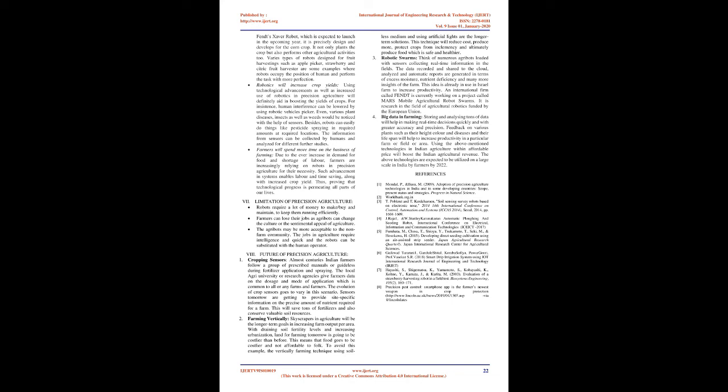4. Big data in farming. Storing and analyzing tons of data will help in making real-time decisions quickly and with greater accuracy and precision. Feedback on various plant aspects such as their height, color, diseases and lifespan will help to increase productivity in a particular farm, field or area. Using the above-mentioned technologies in Indian agriculture at an affordable price will boost Indian agricultural revenue. The above technologies are expected to be utilized on a large scale in India by farmers by 2022.